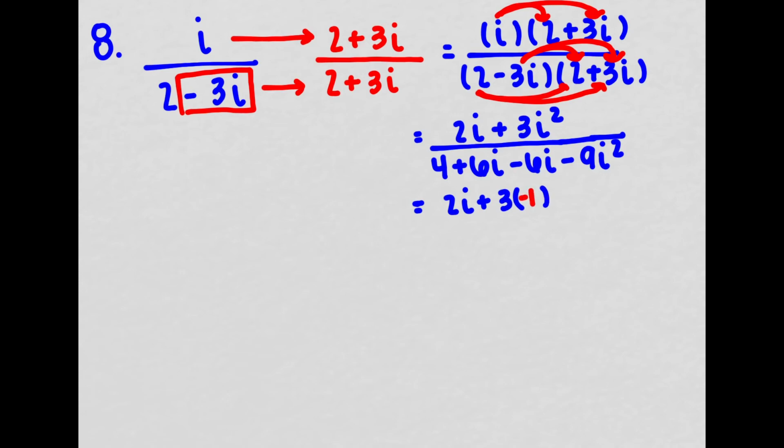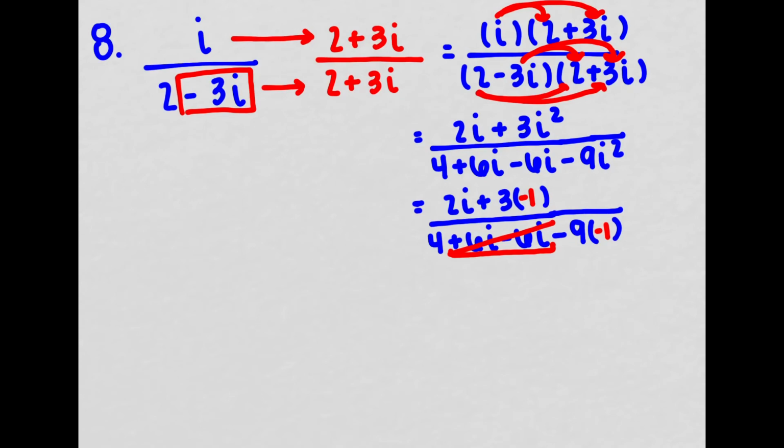Now on the bottom, I'm going to do one other step as well. I'm going to have 4 plus 6i minus 6i minus 9, and in parentheses instead of i squared, again, you're going to put that negative 1. But if you look here, I have this positive 6i minus 6i. What happens is this goes away completely.